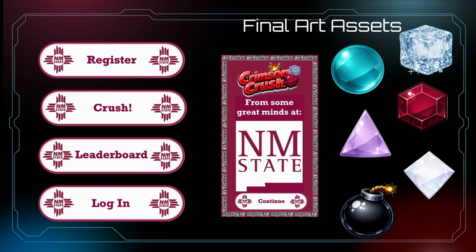These are the final art assets used in Crimson Crush. They include the gem set, UI icons, layout elements, and decorative accents. Each asset was designed to be visually cohesive, readable, and supportive of the game's mechanics. Together, they form a unified visual language that defines the Crimson Crush experience.